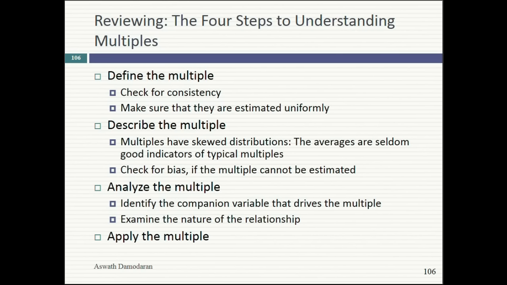Start off by defining the multiple. Is it consistently defined? Is it uniformly estimated? Describe the multiple. Draw the histograms across the data that you have. Analyze the multiple. Do that algebra. Equity multiple, go back to a DCF, a dividend discount model. Firm multiple, go back to a firm valuation model. And only then apply the multiple. And if you follow this four-step process, you're going to be okay no matter how complex a newer multiple is, because you can catch the problems as you go along and control for the variables you should be controlling for. Any questions about any aspect of relative valuation?